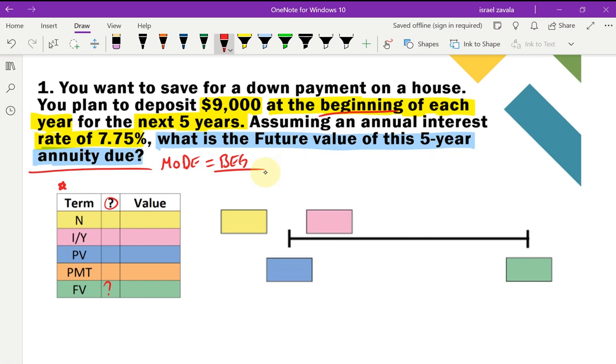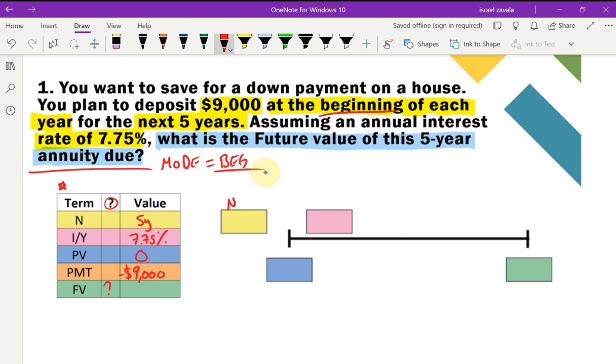And now let's go from top to bottom and find the terms. So how many years are we talking about? So we're talking about 5 years. What is the interest rate? 7.75%. The present value, yeah, we don't have a present value in this question. And the payments, they're going to be $9,000 payments at the beginning of each year. They're payments, so it's going to be a negative.